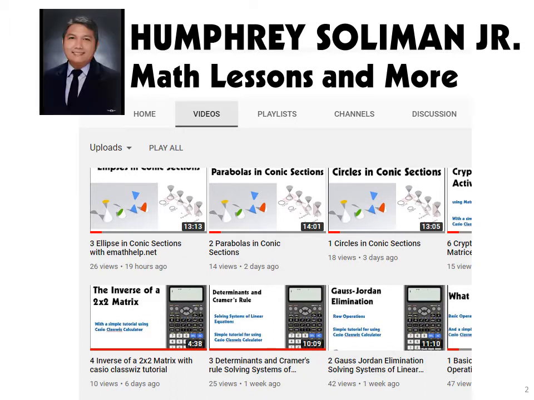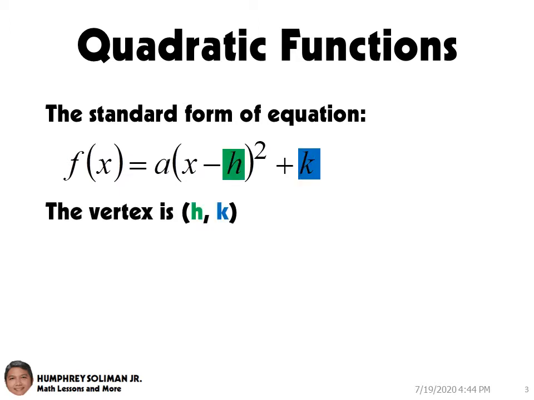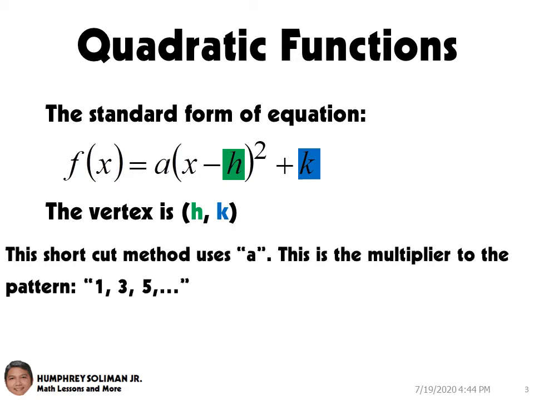So before we start graphing, let me introduce to you the standard form of equation for a quadratic function. We have here f of x is equal to a times the quantity x minus h squared plus k. In this function, the vertex is represented by (h, k). Also, given in the function, we have the value of a. This value of a is our multiplier to the pattern 1, 3, 5. This pattern represents the number of boxes we will be using to graph the quadratic function.